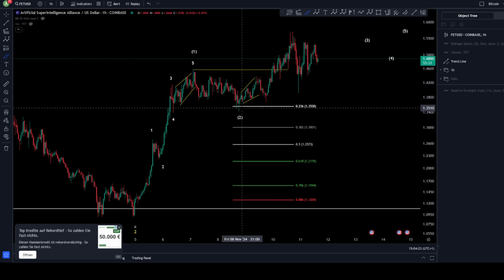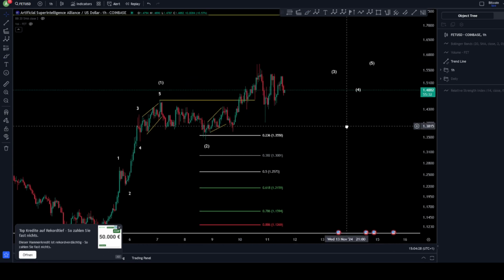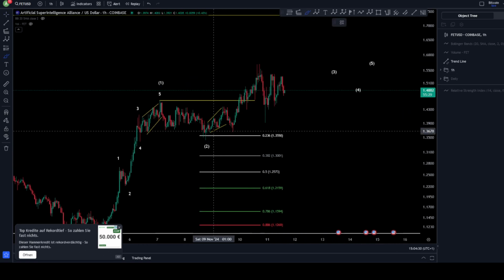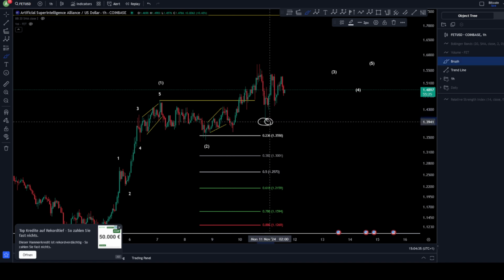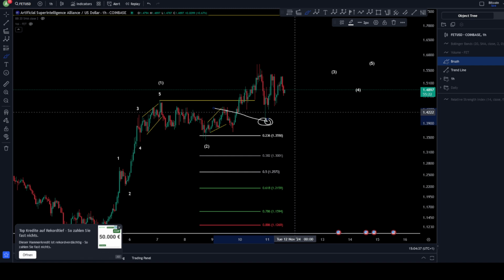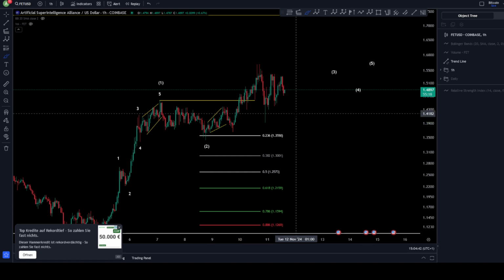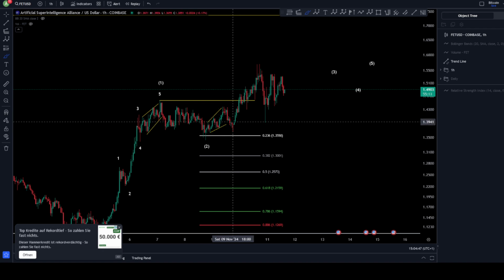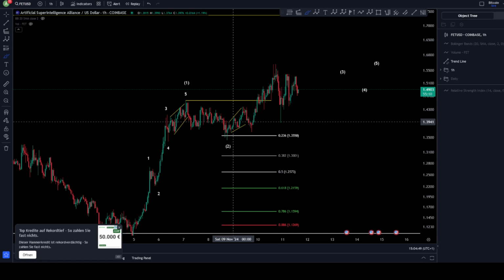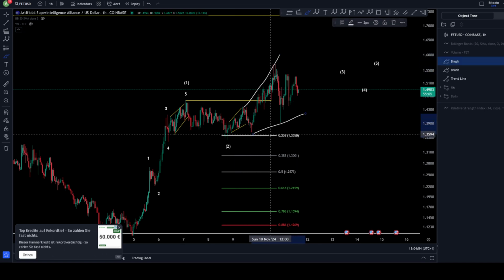So wave 2, 1, 2, 3, 4, 5, contracting, expanding diagonal, that's already seen and analyzed. So 1, 2, 3, 4. We got a wave 4 interfering in your wave 1, which is not a beautiful sign. Interesting. Invalidation, we cannot even say another expanding diagonal. That's crazy.